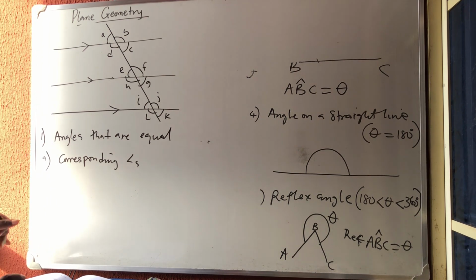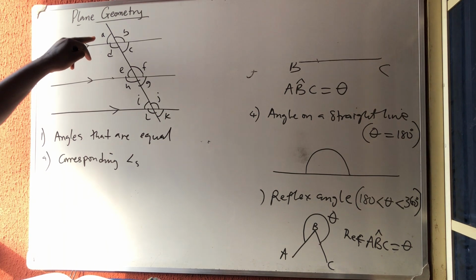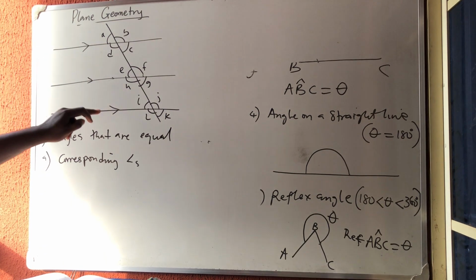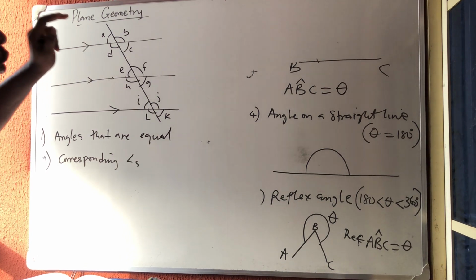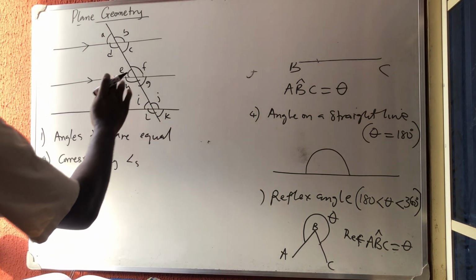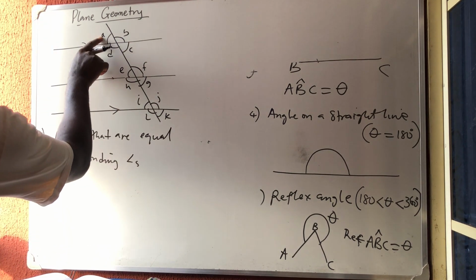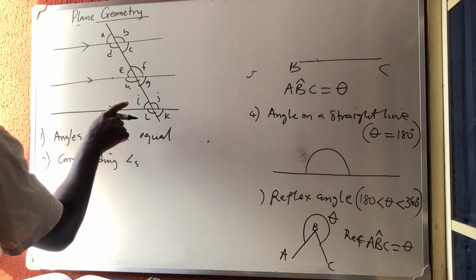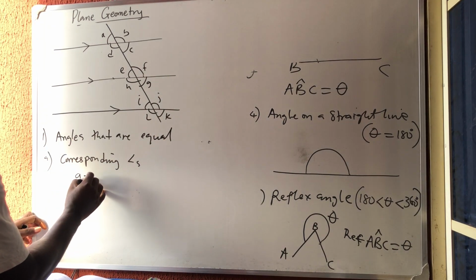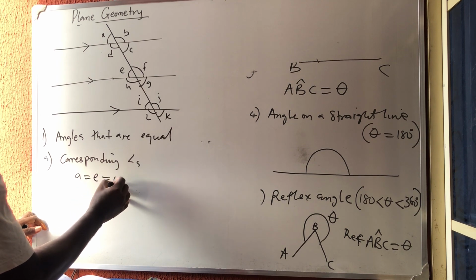Corresponding angles are angles that are in the same position. If you are in just 1A and I'm in just 1B, this line, just 1C, and all of us took first position, we are corresponding. So we are in the same position. If you look at this very well, you will see that angle A, angle E, angle I are in the same position. So we say that angle A is equal to angle E, which is equal to angle I.